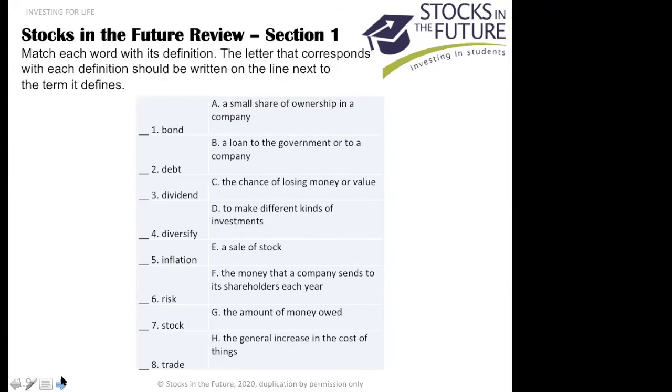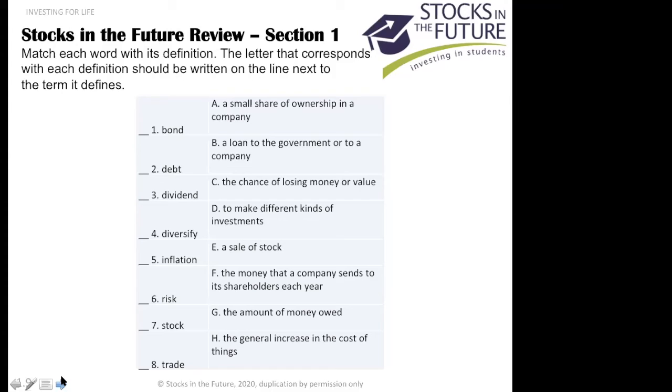All right, now we're going to spend a lot of time defining terms that you have learned in the past. So what I would like you to do is to write, first of all, Stocks in the Future Review, and then number 1. And we're just going to write the answers. So write number 1, bond. Write the word bond, and then go through these definitions and try to figure out which one is a bond. Is it A, B, C, D, E, F, G, H?